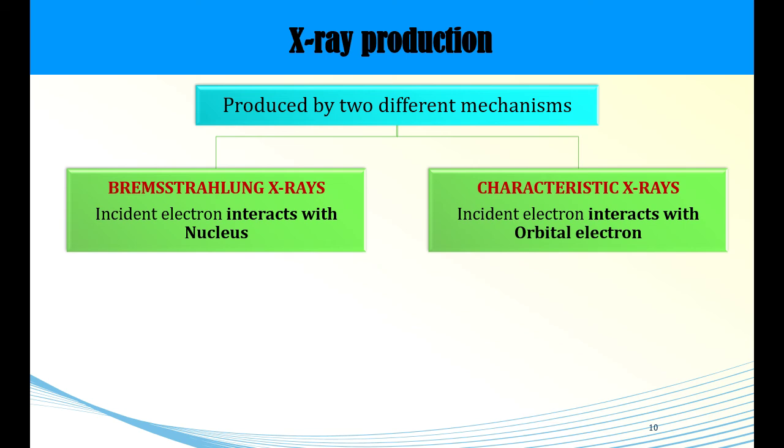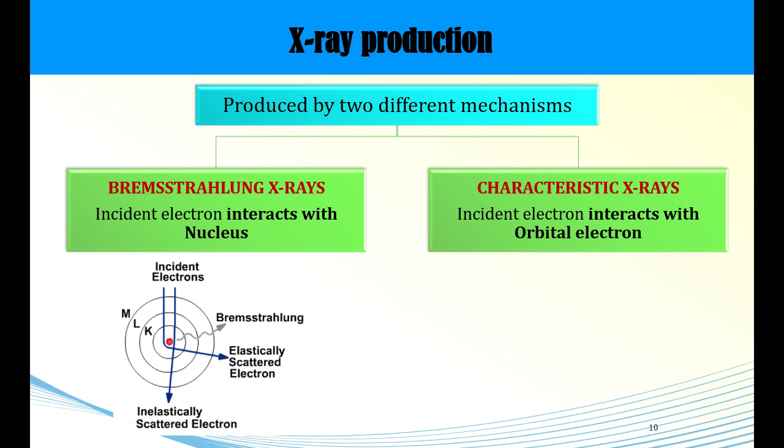The first kind of X-ray is Bremsstrahlung X-ray, and the other one is characteristic X-ray. The Bremsstrahlung X-rays are produced due to interaction between incident electrons and the nucleus of the anode. This means the electrons produced from the cathode interact with the nucleus of the anode atom. Due to that there is a formation of X-rays, and they are known as Bremsstrahlung X-rays.